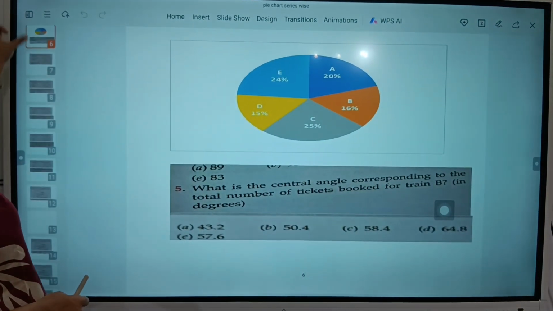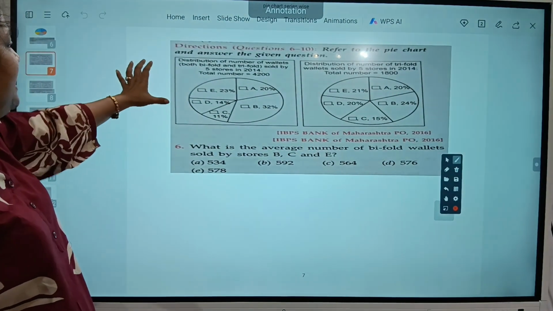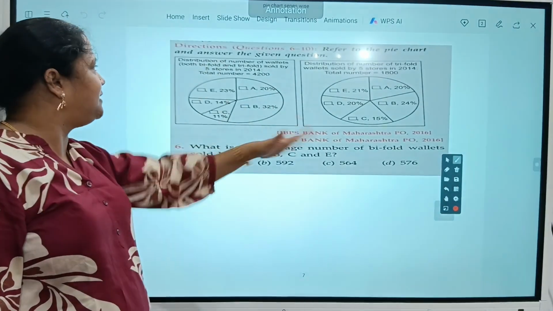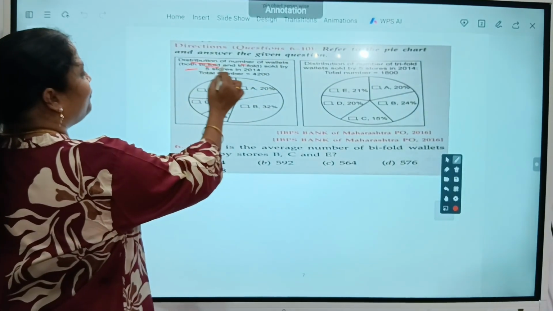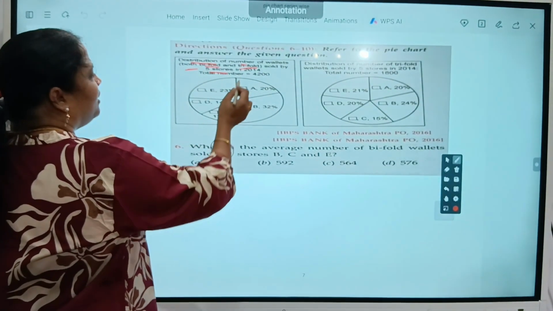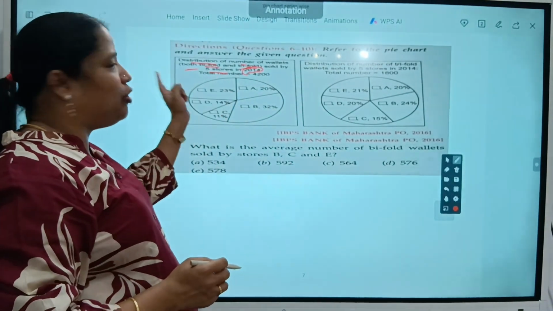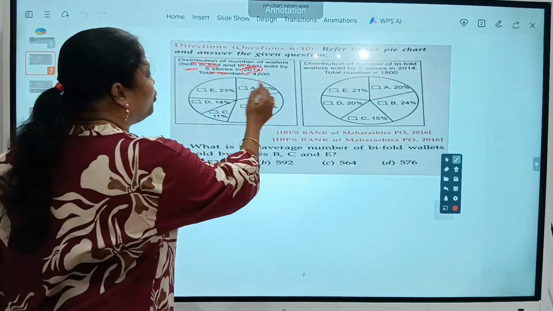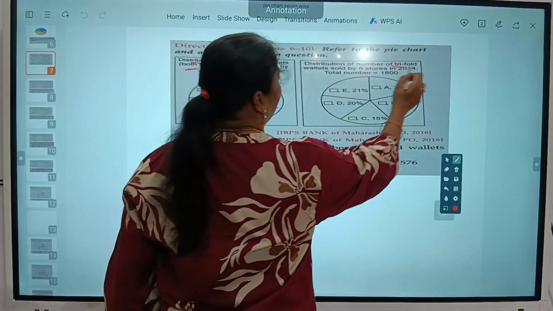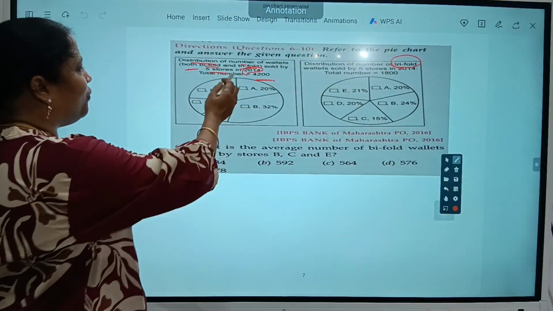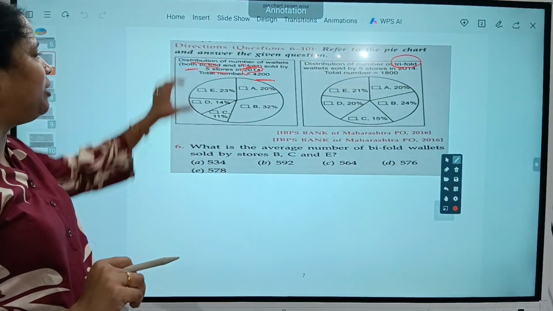Okay, this graph is over, solutions are over. Now we are moving to another pie chart. In this, two pie charts are given. The first pie chart represents the distribution of number of wallets, both bifold and trifold, sold by 5 stores in 2014. So the total number of wallets, both bifold and trifold, is 4,200. Here the graph gives a distribution of number of trifold wallets. Only trifold it gives. Means to find out bifold, from total number of wallets we have to subtract trifold wallets. Then only we will get bifold wallets.